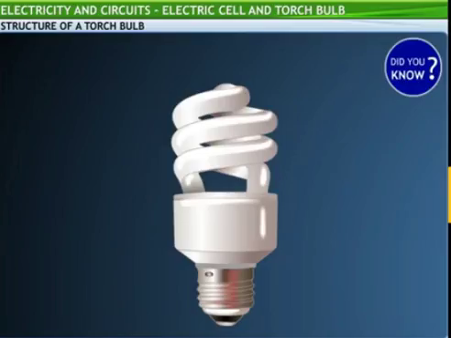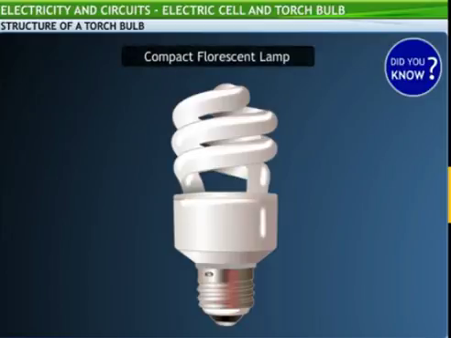Did you know? In recent years, a different type of bulb has become popular. A compact fluorescent lamp, generally referred to as a CFL. It is an energy-saving bulb which has a longer life than an ordinary bulb. CFLs do not have filaments. Instead, they have a coating on the inner side to make them glow. You'll learn more about these bulbs in higher classes.